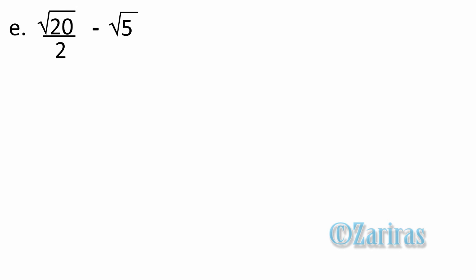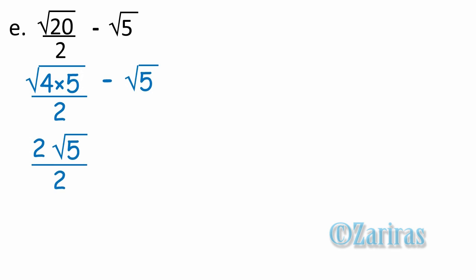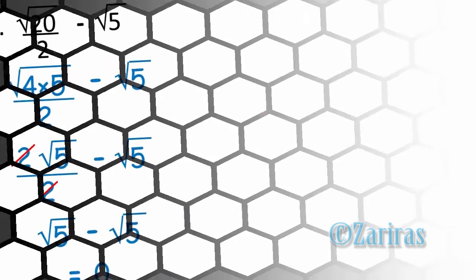So next we have E: root 20 over 2 minus root 5. It's a small question, but first of all, root 20 we can write as 4 into 5. 4 into 5 is 20, and we will have 2 as the denominator, minus root 5. So 2 would come out, square root of 4 is 2, 2 root 5 over 2 minus root 5. So 2 and 2 we could cancel them. Root 5 would be the balance. Root 5 minus root 5 is equal to 0.